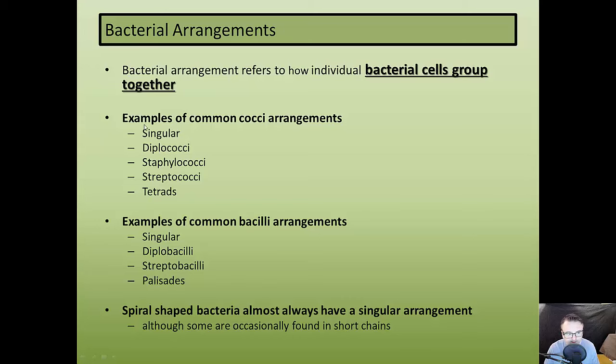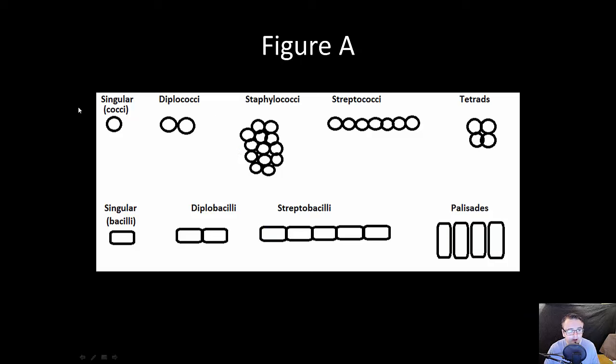By the way, just real quick, they can sometimes not have any grouping, in which case they're just referred to as singular and then the shape. So singular cocci would be cocci with no grouping. That would always just be stated as singular and then shape. When they start to group, for example, when we have two cocci grouped together, the prefix diplo is in reference to two, and then cocci in reference to the shape.